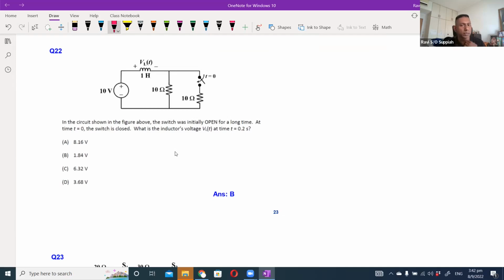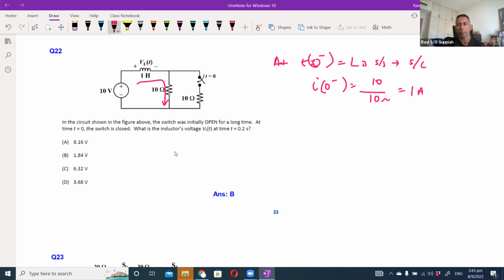Okay, so the switch is initially open. So we can say that at t equals 0 minus, the inductor is at steady state, which means it is short circuit. So the current at 0 minus would be basically 10 volt over 10 ohm. All the current just flows through the 10 ohm resistor, which will be 1 ampere. And this is the same at t equals 0 plus.